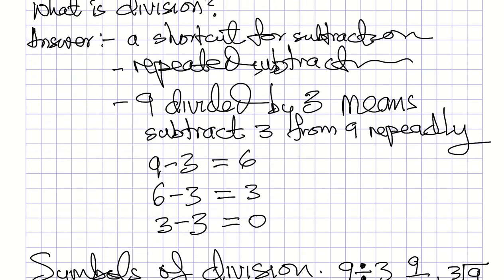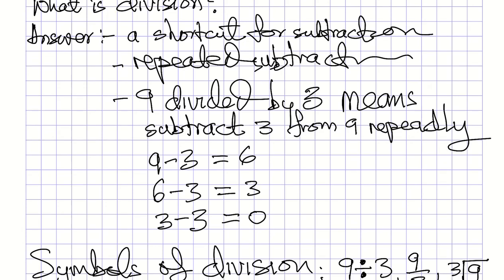If you have 9 and you want to divide 9 by 3, what you're actually doing is you subtract 3 from 9, then you have 6. You subtract 3 from 6, then you have 3. You subtract 3 from 3, you have 0.